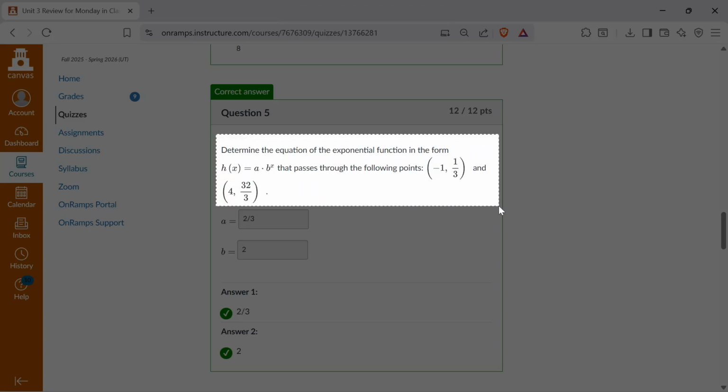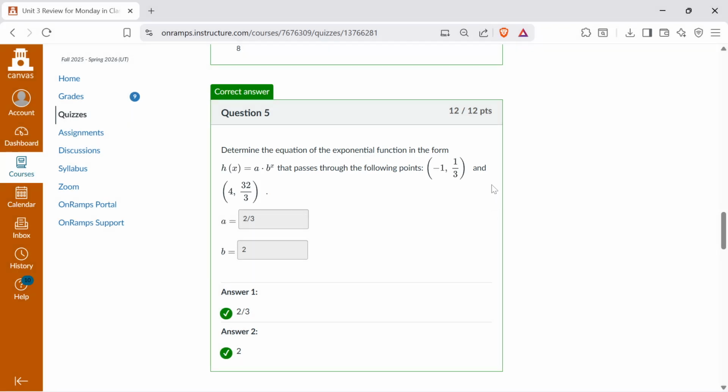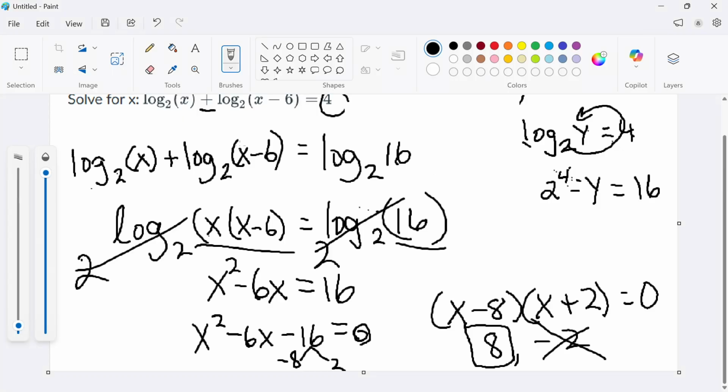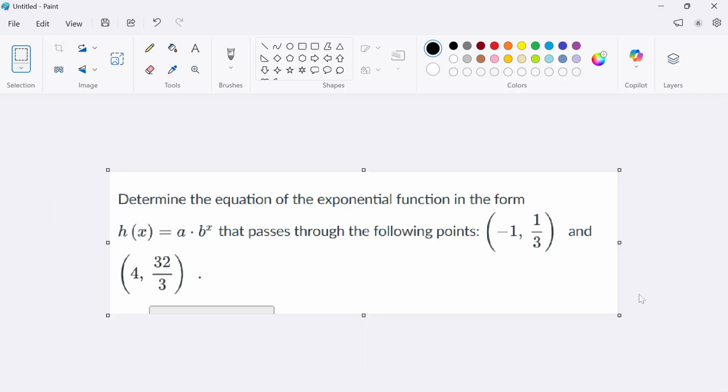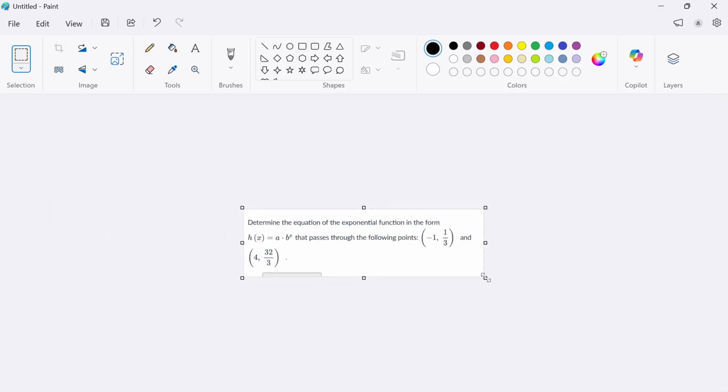Determine the equation of the exponential function in the form h of x equals a times b to the x that passes through the following points, (-1, 1/3) and (4, 32/3). Well, two ways I can do this, and I'm going to show you on Desmos. You can also do it on your TI-84.